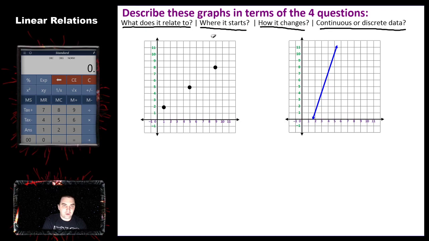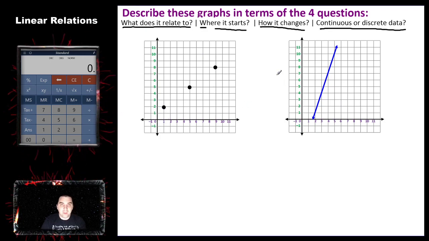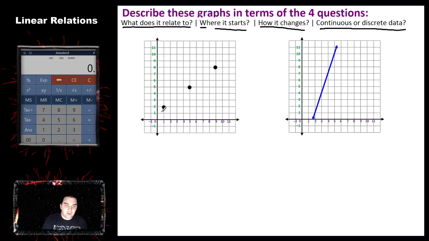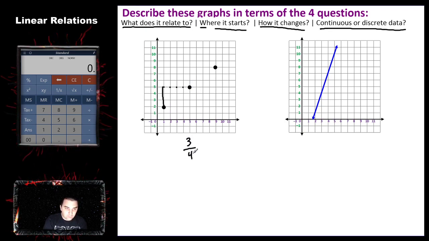So where does it start? I guess I could just say the first point would be right here. It would start at 1, 2. How does it change? Well, it looks like for every 1, 2, 3 steps up, it goes 1, 2, 3, 4 steps right. So 3 over 4. That's my rise over run.